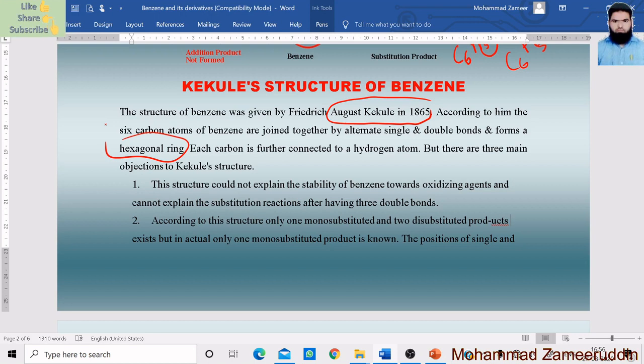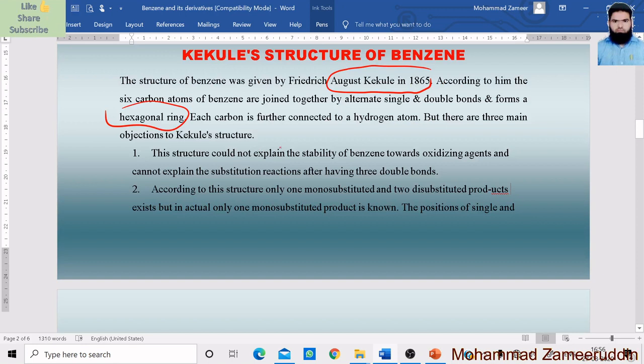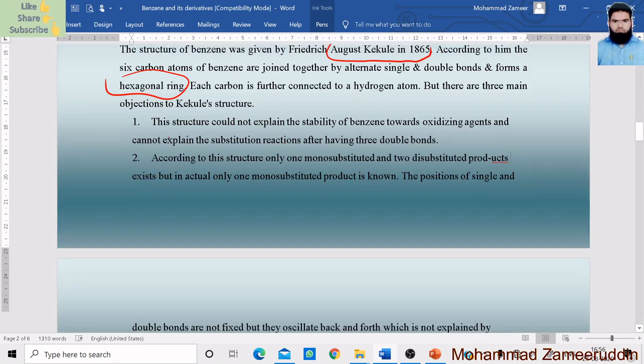This means the proposal, his statement, has three objections, or we can say three drawbacks and limitations of this structure. The first limitation is that this structure could not explain the stability of benzene towards oxidizing agents and cannot explain the substitution reaction after having three double bonds.